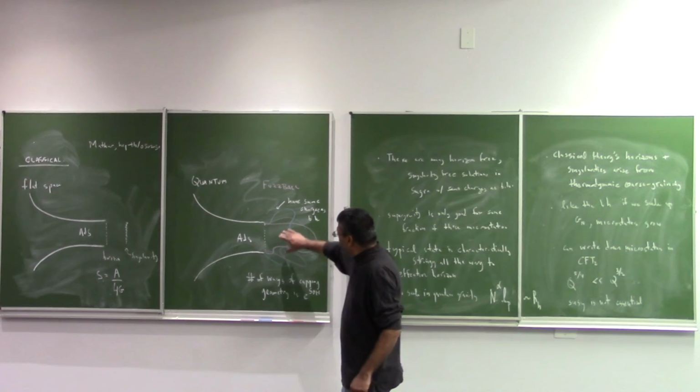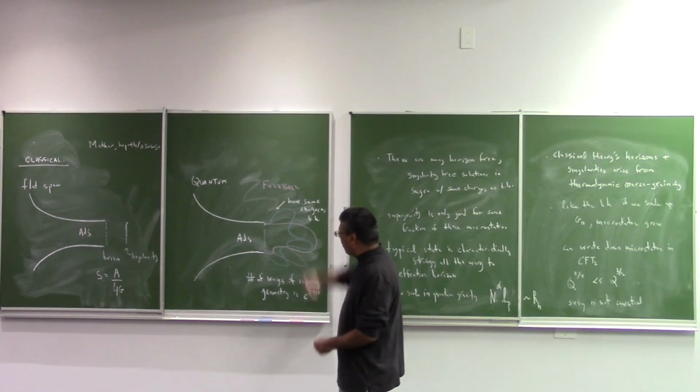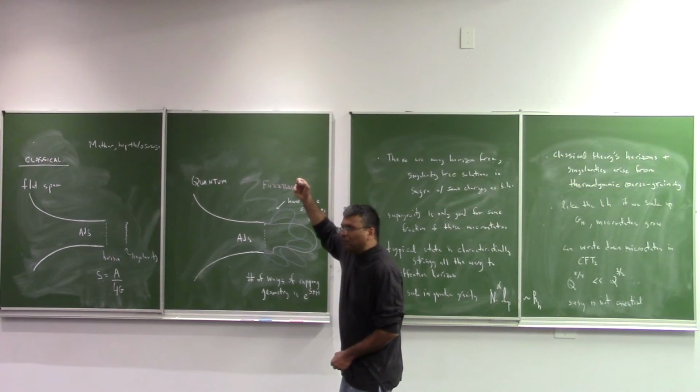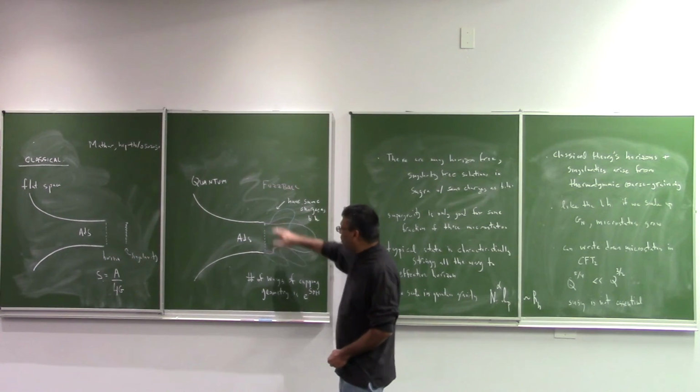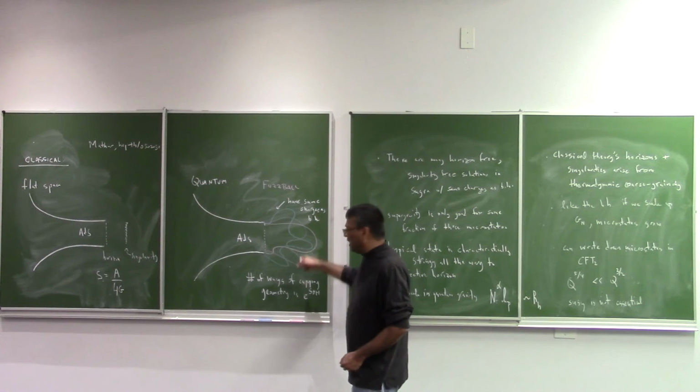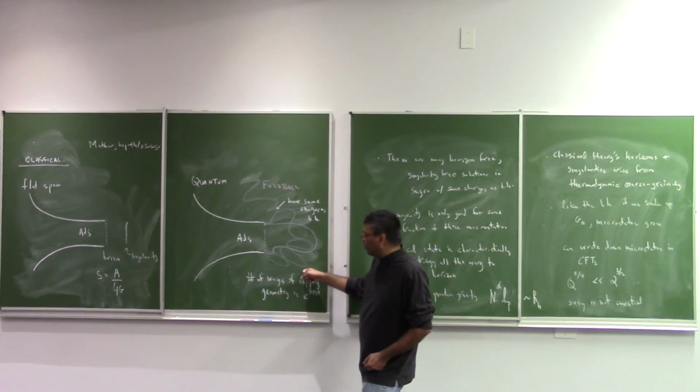Now, the metrics for these involve some functions which basically describe a profile of the string. And this profile function needs to be quantized in order to get the black hole solutions here. That's also been done for the 2-charge case.